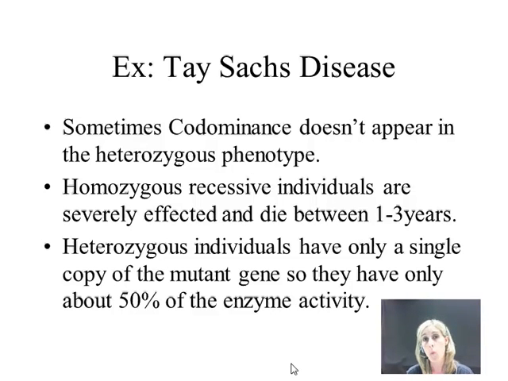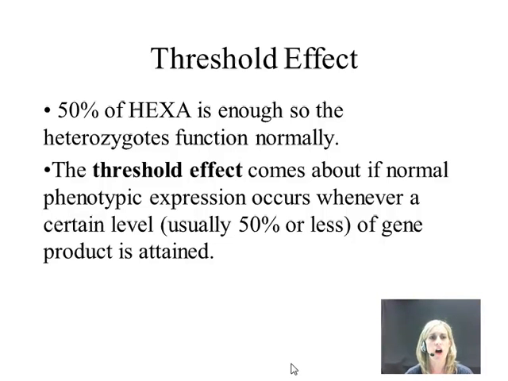So one of their alleles is working just fine in making the enzyme. And this is what's called the threshold effect, where 50% of this hexa protein is enough for you to function. So as a result, these individuals function normally. They never even know that they are carriers, that they hold 1 copy of this bad allele. And so a threshold effect happens whenever you have normal phenotype expression in the heterozygote, because you've made it to a certain level. Usually 50% or less of the gene product is attained.